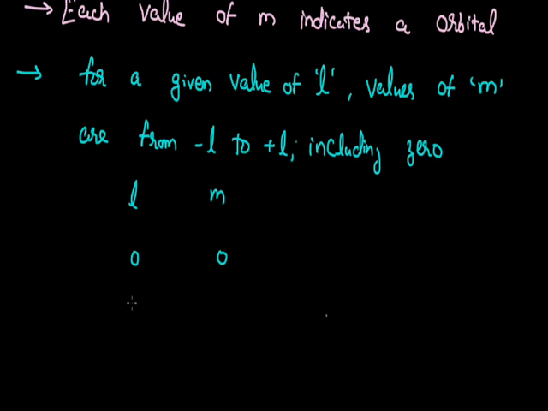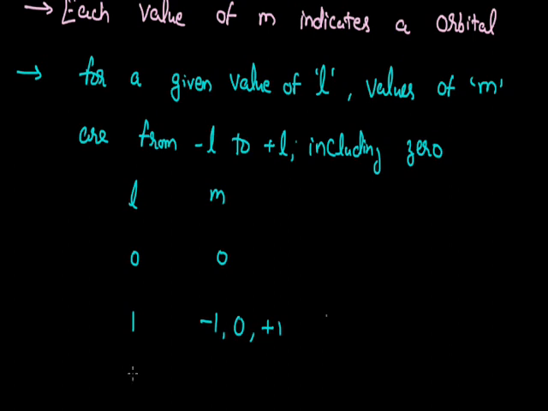Now if I talk about the next subshell, that is the p subshell, which has the azimuthal quantum number value 1, the possible values of m will be minus 1, 0 and plus 1. Since we are getting three values of the magnetic quantum number, this p subshell will contain three orbitals, having minus 1, 0 or plus 1 values of the magnetic quantum number.